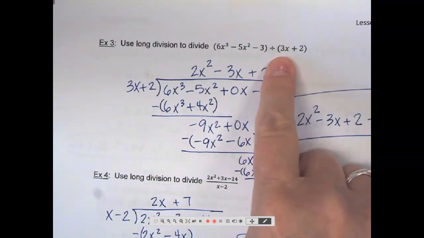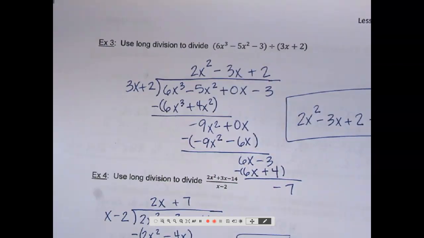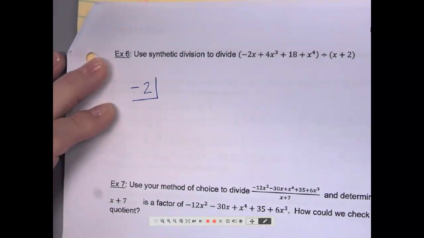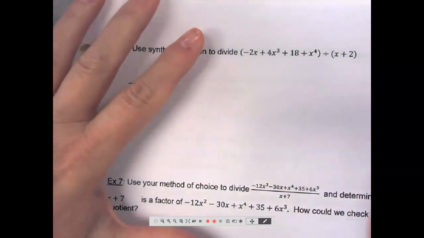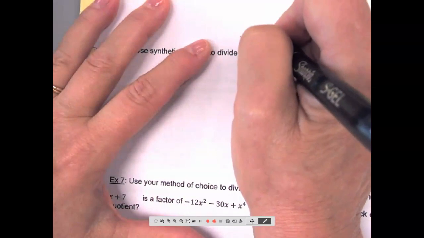But again, it won't work on every single one of them. If this coefficient is not 1, or what if I divided by x squared plus 2? I can't use synthetic division. It has to be just an x plus or minus a number. Here's another one that we can do it on. I'm going to use synthetic division. What number will go in my little box? Negative 2. Set that one up. Notice that this is all jumbled, so I'm going to rewrite it in descending order up here so that I don't miss a term when I set everything up.